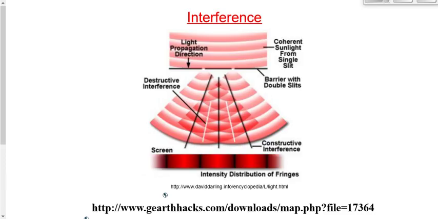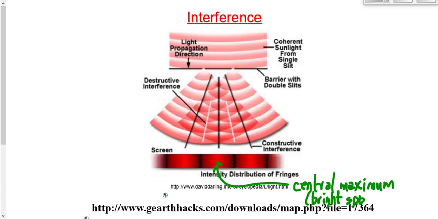Where do we see it? Oh, on the screen down here. Okay, down here, where we see bright spot, dark spot, and so on. This one, that middle one, we usually call the central maximum. We call it the central because it's in the middle. Maximum because it's maximum brightness. Sometimes we call it the central bright spot. Sometimes we call it the central area of constructive interference.